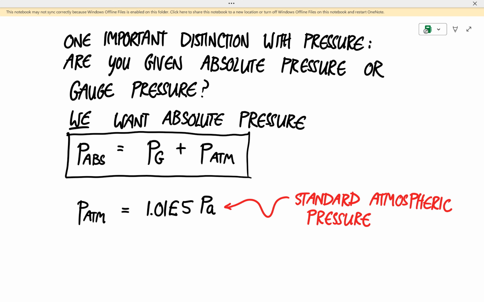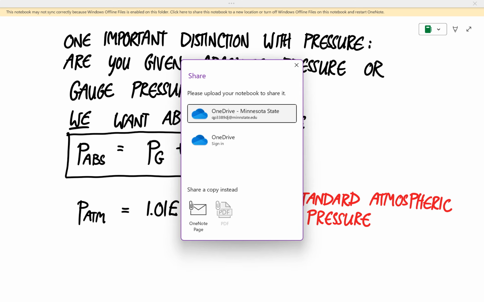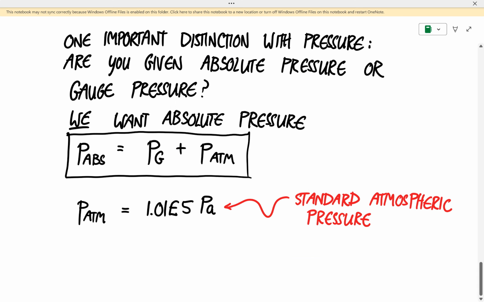Is that also at a specific temperature or something? Well, it varies with temperature. This is kind of like the value that our barometric pressure sort of oscillates around. You can have this pressure at any temperature, but as the temperature changes, the pressure tends to change too.